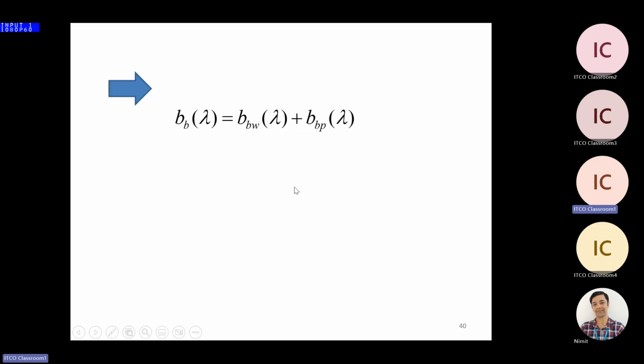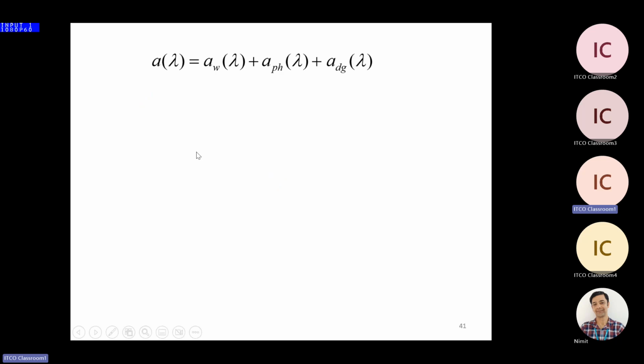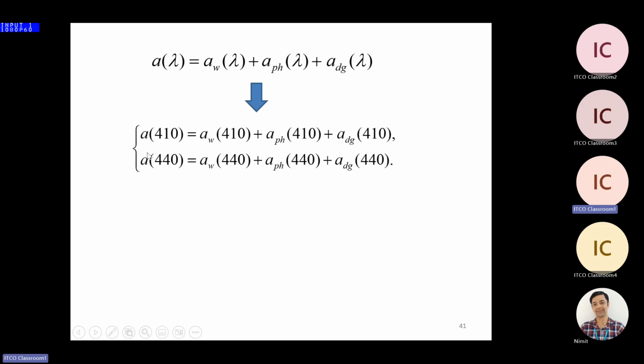Now we have BBP and we have BB water, which give us a total BB. Then when we know total BB and we know U, A can be calculated. So that's also algebra. A is A water, APH, and ADG. We have 2 bands in the blue. Let's use 410 and 440 as examples. 410 has APH 410 and ADG 410, and 440 has APH 440 and ADG 440. So we still have 4 unknowns and 2 equations.